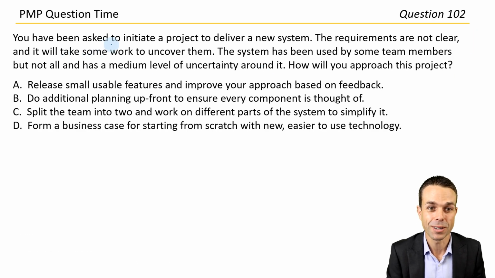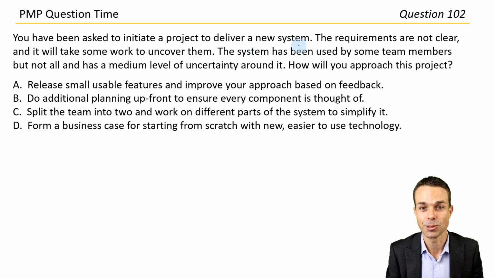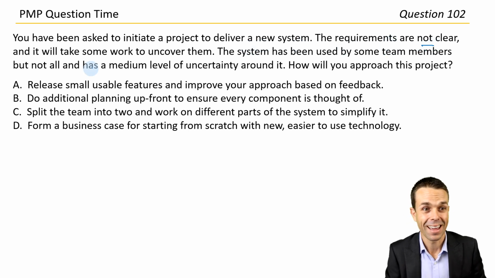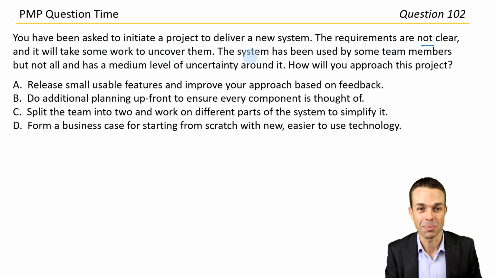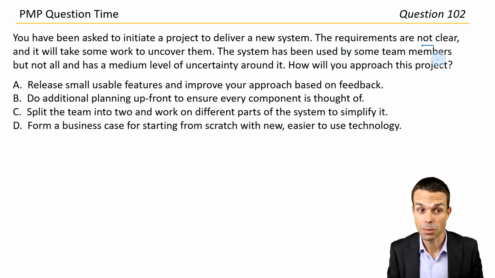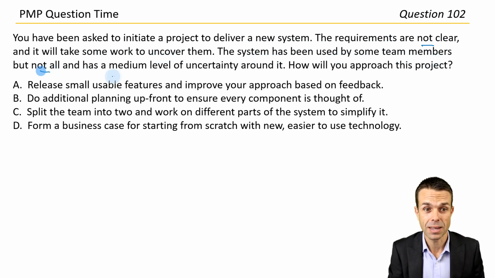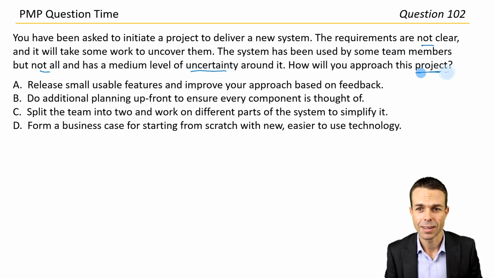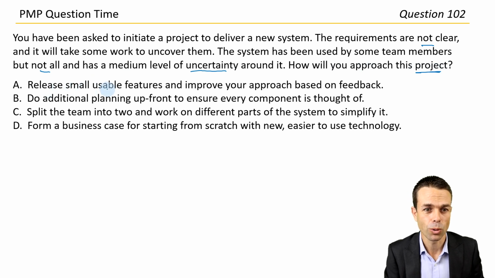You've been asked to initiate a project to deliver a new system. The requirements are not clear. Here we go again. And it will take some time to uncover them. The system has been used by some team members, but not all, and it has a medium level of uncertainty around it. Okay, how are we going to approach this project? Is this the same Kuhneven model again? I'm not sure.